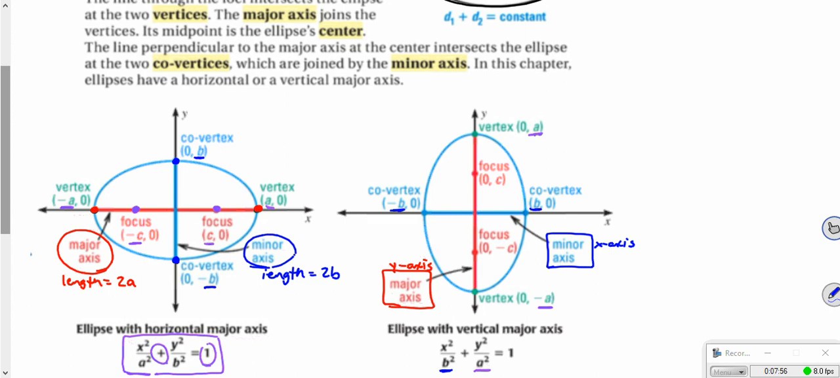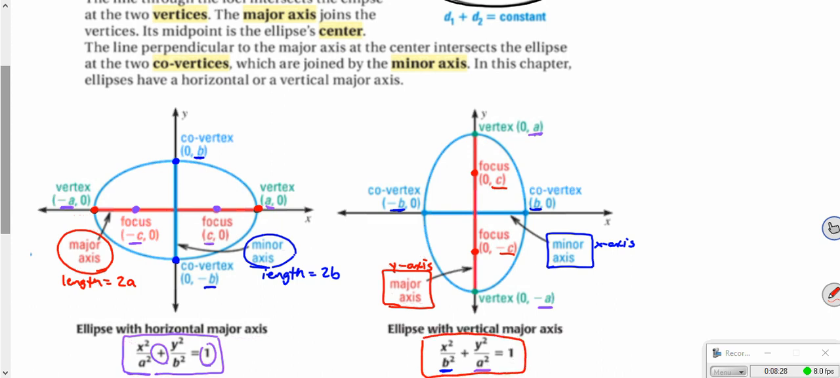So here on the left one, the a squared was under x squared, x was your major axis. Here on the right one, your a squared was under y squared, so y was your major axis. A is always going to be bigger than b, in this case. And then again, your foci here, you've got foci with point C and negative C, okay? And here in just a minute, I'll show you how you get your C. It's actually an algebraic formula for C.